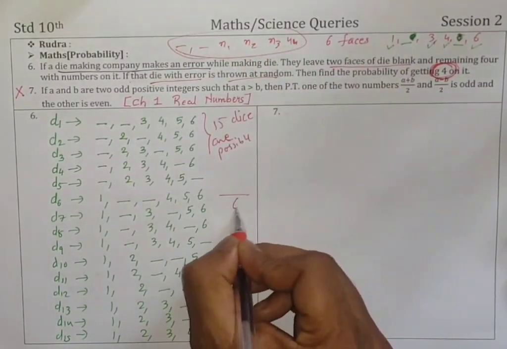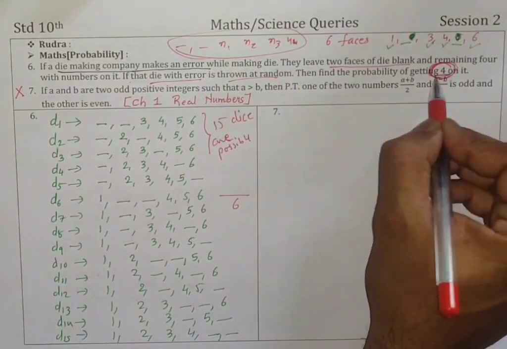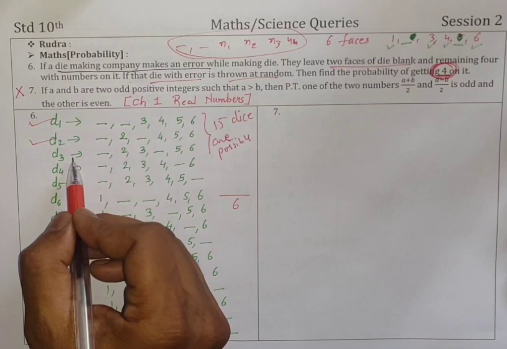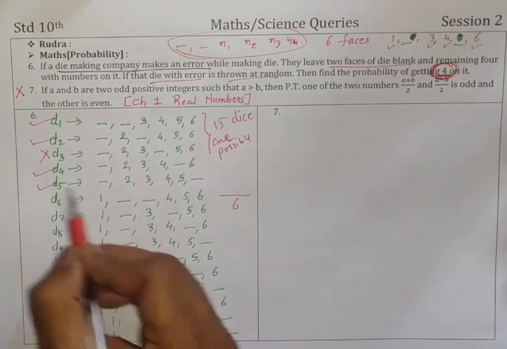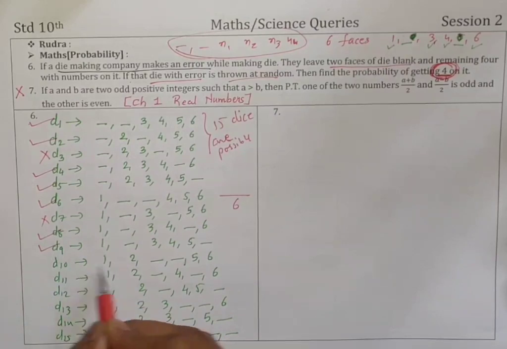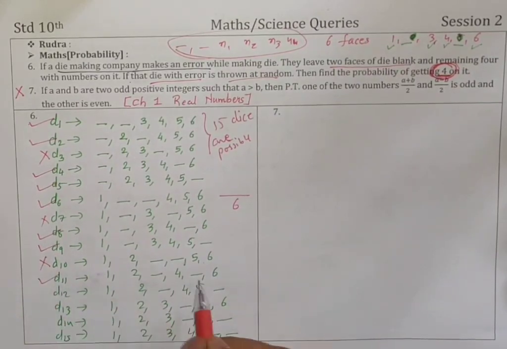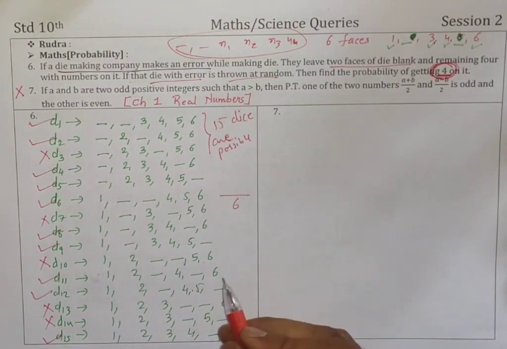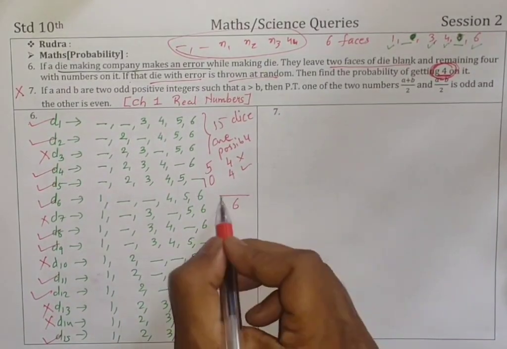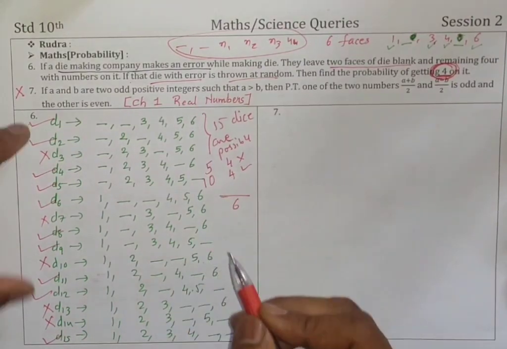सो टोटल आउटकम्स आर 6. ओके, नाउ प्रोबेबिलिटी ऑफ गेटिंग 4, डाई नंबर 1 में 4 है, डाई नंबर 2 में 4 है, डाई नंबर 3 में नहीं है, डाई नंबर 4 में है 4, 5 में है, 6 में है, 7 में नहीं है, 8 में है, 9 में है, 10 में 4 नहीं है, 11 में 4 है, 12 में 4 है, 13 में 4 नहीं है, 14 में 4 नहीं है, 15 में 4 है. चिल्ड्रन, आउट ऑफ टोटल 15 पॉसिबल डाइस, 1 2 3 4 और 5 डाइस में 4 नहीं होंगे और रिमेनिंग 10 डाइज में 4 होंगे.